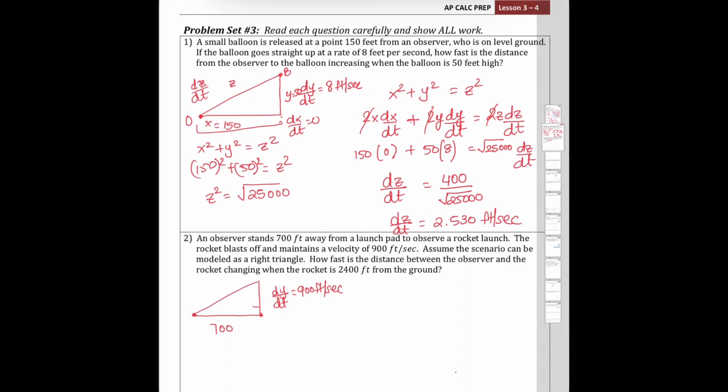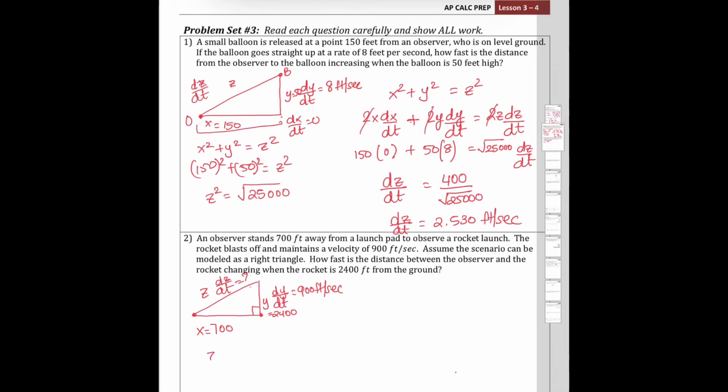Assume the scenario can be modeled as a right triangle. That's where we're getting to. How fast is the distance between the observer and the rocket changing? So I want to find this distance. Again, this is my x, this is my y, this is my z. How fast is this changing, dz/dt? Very similar to what we just did. And the rocket changing when the rocket is 2,400 feet above the ground. So basically my y is 2,400. Right? So very similar to what we just did.